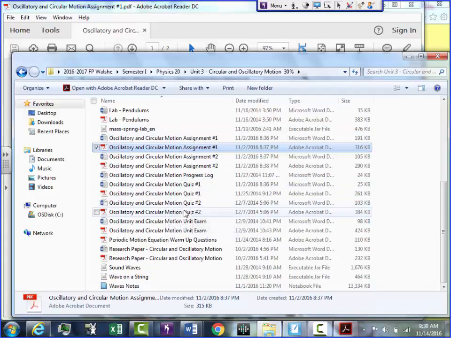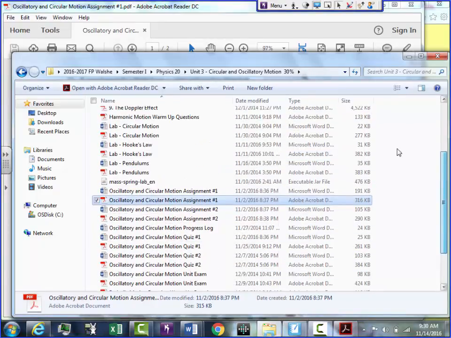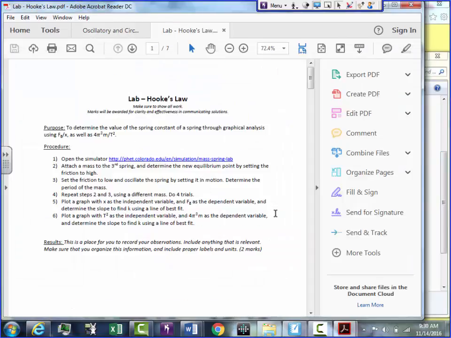Okay. Let me actually find that lab myself so I can talk to it now. Okay, so we attached the mass to the third spring, we set the new equilibrium point, we set the friction to high, we oscillated it, we figured out the period of a mass. We've done that for different masses. I said 4 trials, but apparently we're only doing 3, because, in lieu of not knowing what that mass happens to be, we don't really have an option. So that's it. Our lab is done.